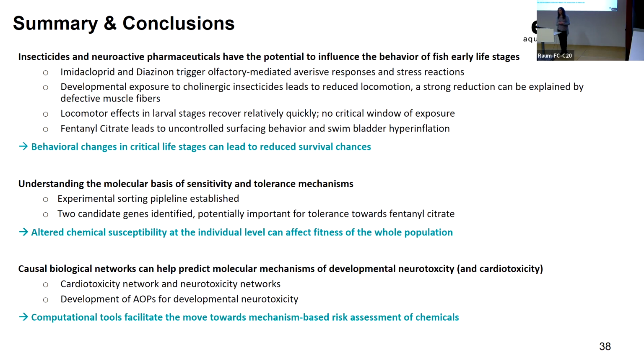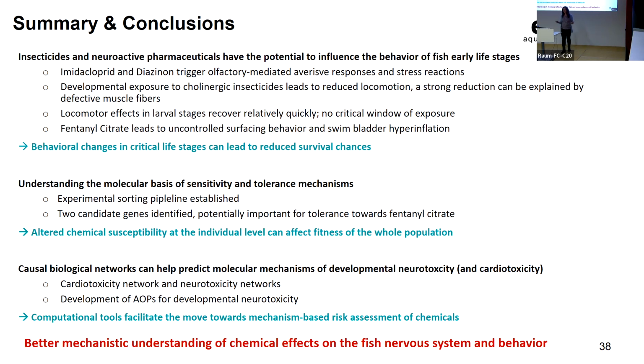And in the last part, I briefly showed you that we generated causal biological networks that help to predict molecular mechanisms of neurotoxicity and cardiotoxicity. And we also developed 2 adverse outcome pathways for developmental neurotoxicity. And so these computational tools really facilitate a move towards a mechanism-based risk assessment. And overall, this research contributes to the better understanding of chemical effects on fish nervous system and behavior.